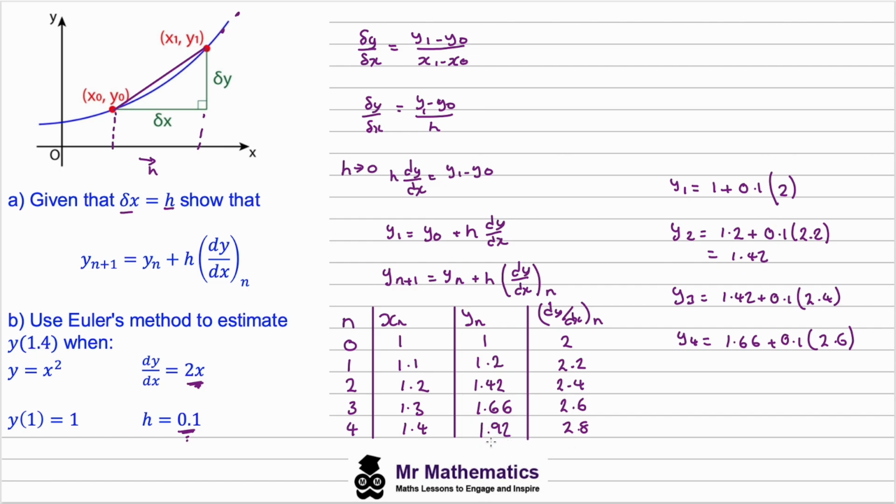And we can check the accuracy of this 1.92 by substituting in the 1.4 into the original equation for y. So y will be 1.4 squared, and this works out as 1.96. So you can see it's a good approximation. Okay, let's try the exam style question.